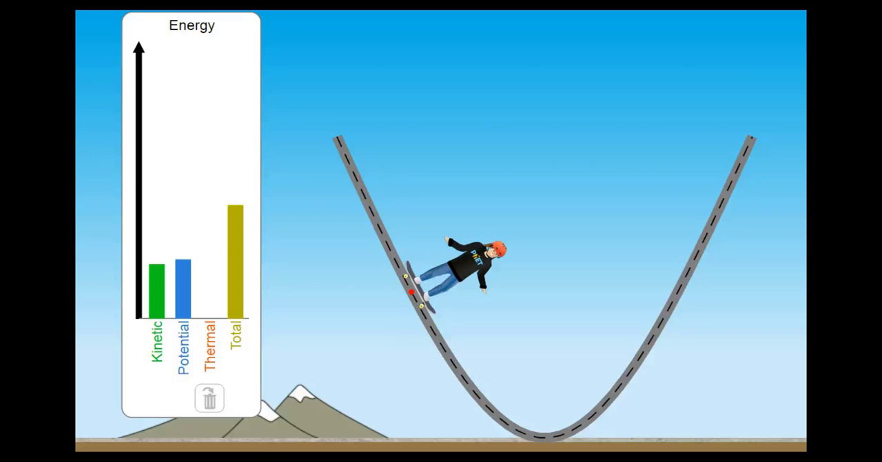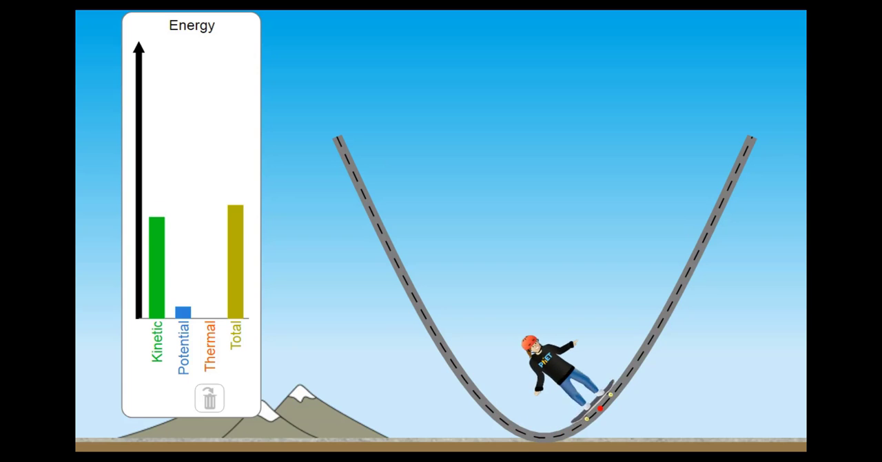So if I let him go again, we have a tall green bar and a short blue bar. If we put those two together, those two bars will equal the height of the total energy bar. Hopefully that clears it up, and I'll see you on the next video.